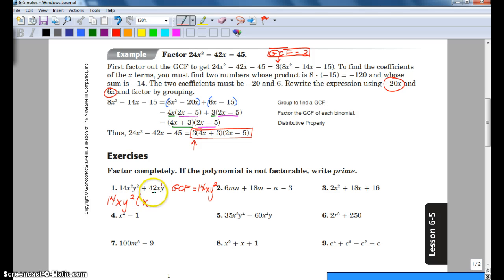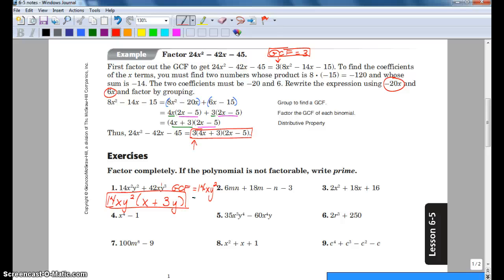The second term, if I take 42 divided by 14, I get 3. And then if I take x divided by x, we get 1. And then y cubed divided by y squared, well, subtract your exponents, 3 minus 2, you get 1. And therefore, y is the last part of that binomial in the parentheses. Your final answer, completely factored, 14xy squared times the quantity x plus 3y. Okay, so that's factoring out a GCF.